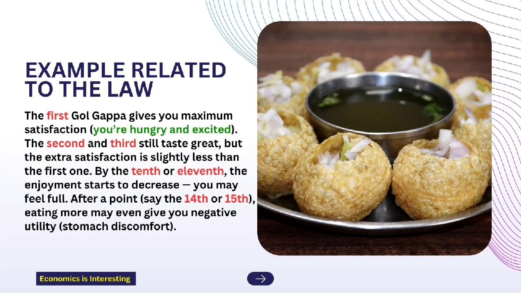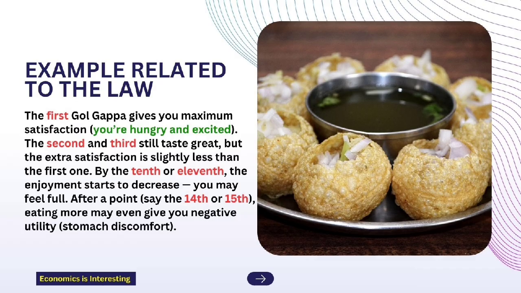Let us understand the law of diminishing marginal utility with a very simple example. Imagine you're very hungry and eating golgappas. The first golgappa will give you maximum satisfaction because you are hungry and excited. The second and third golgappa still taste very good, but the extra happiness is slightly less than the first one. As you keep eating, by the 10th and 11th golgappa, you start feeling full, so your enjoyment starts decreasing.